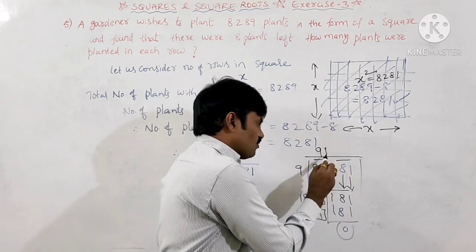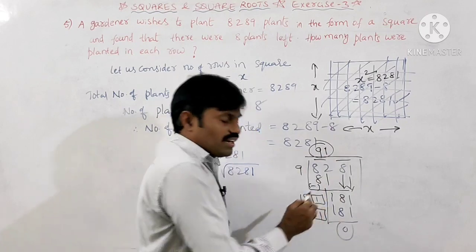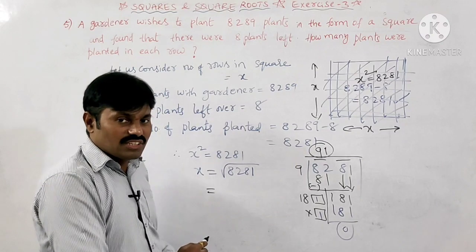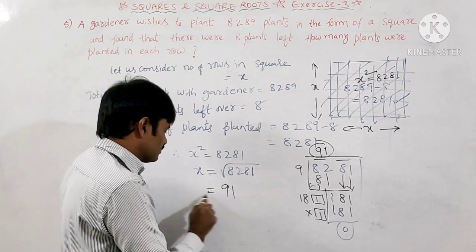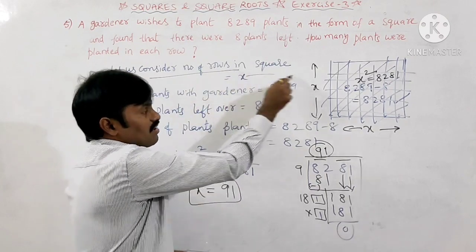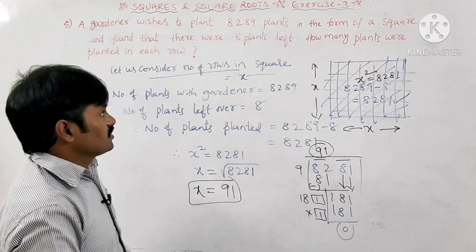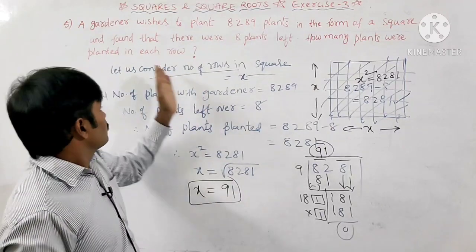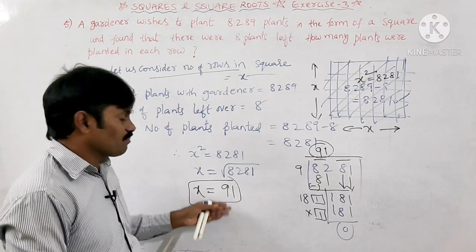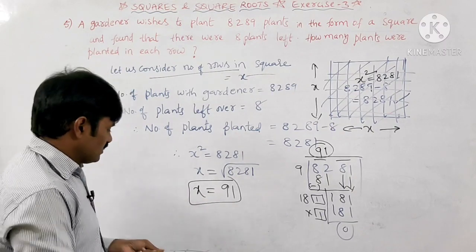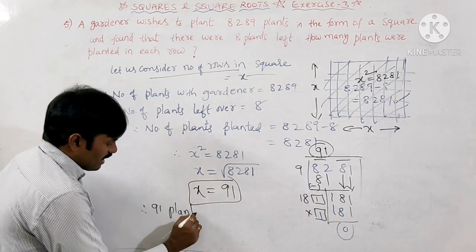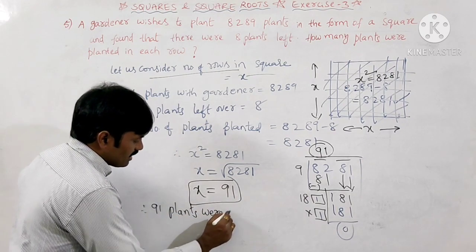So for what quotient did we get remainder 0 here? 91. So the square root of 8,281 is 91. This is the value of x. What is the meaning of x here? The number of rows in that square garden. How many plants were planted in each row? 91 plants were planted in each row. Therefore, the conclusion is 91 plants were planted in each row.